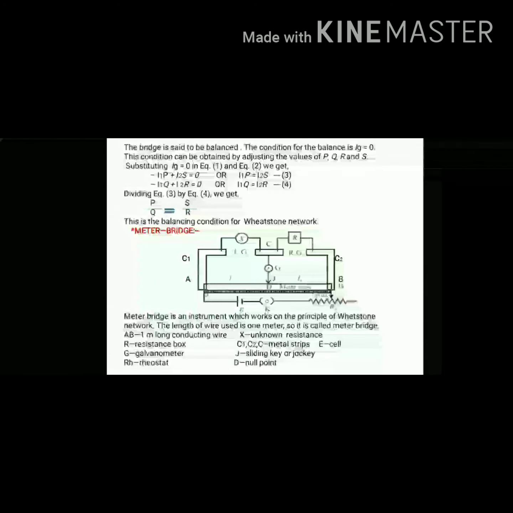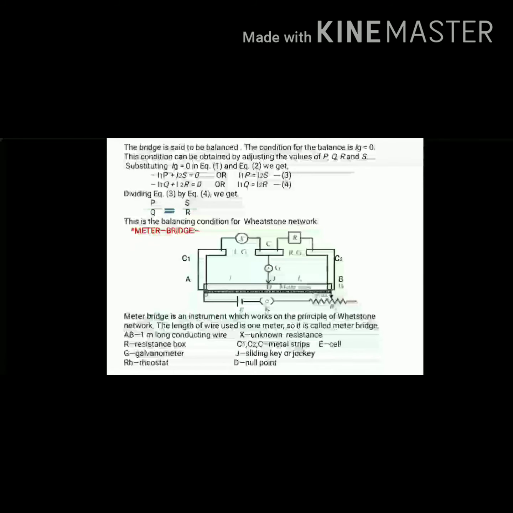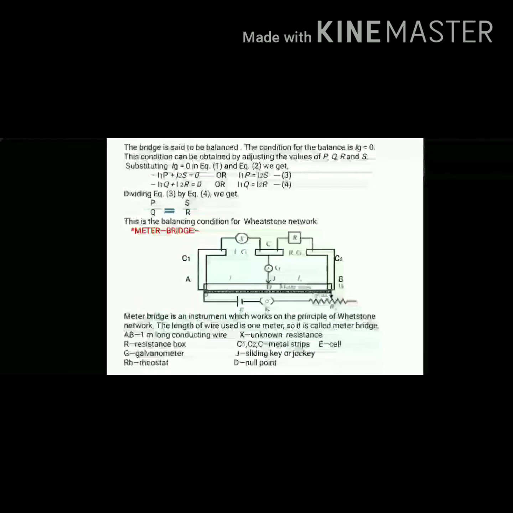The meter bridge consists of a thin, uniform and homogeneous conducting wire, here AB, 1 meter long, stretched on a rectangular wooden board between two thick L-shaped metal strips C1, C2 as shown in the figure.